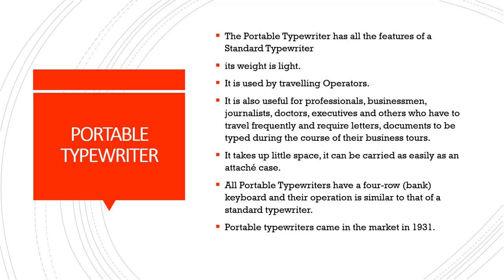It can be carried and easily attached to a case. It means it can be folded in an attached box. It can be used as a briefcase. And all portable typewriters have a 4-row keyboard. It means it follows all the standard keys. And their operation is similar to that of a standard typewriter, because a standard typewriter is also having the 4-row keys, and portable typewriter came in the market in 1931.